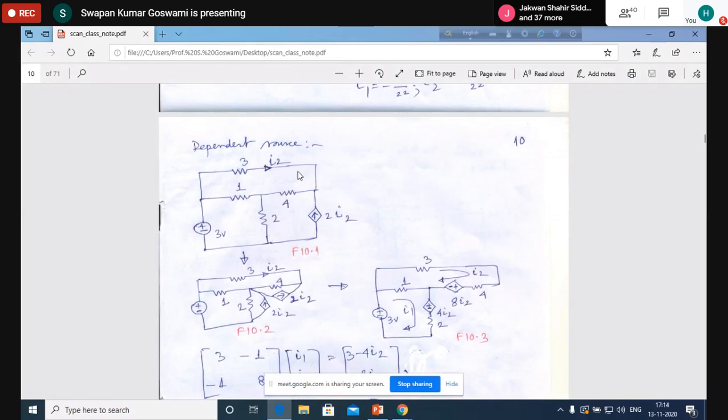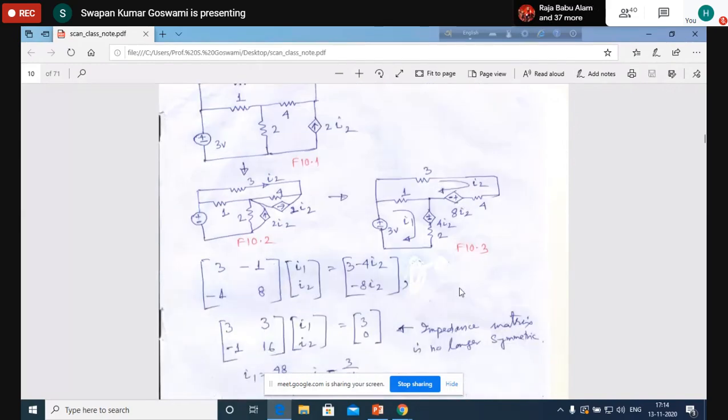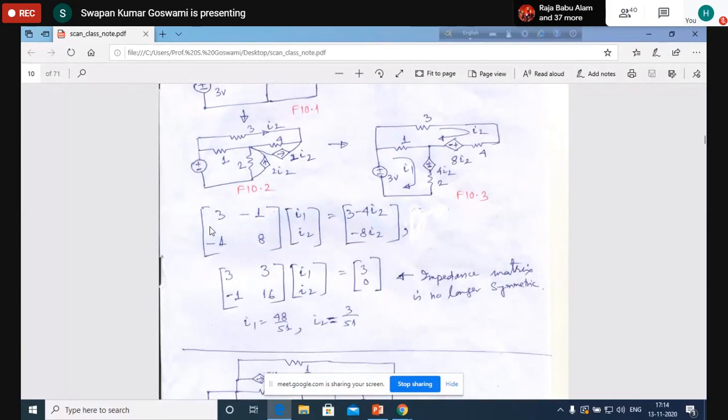Okay, so now we got a network like this, and then it has been converted into this network of figure 10.3, where again we have two loops. We have a voltage source here, an independent voltage source, and a dependent voltage source here. Previously it was independent. Okay, now you write the equation in the same fashion.